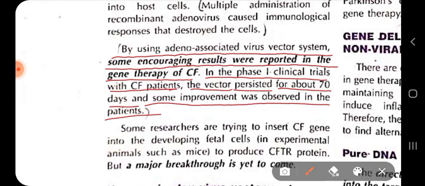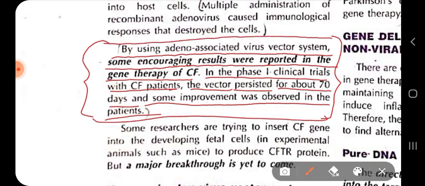It remains stable for a long time, for about 70 days. So no immune response has occurred also, because it is non-pathogenic, right? Though it is non-pathogenic, it does not cause any immune response also. That's a good advantage for using them as gene therapy, and that's the main reason why scientists are using adeno associated virus as a gene therapy.